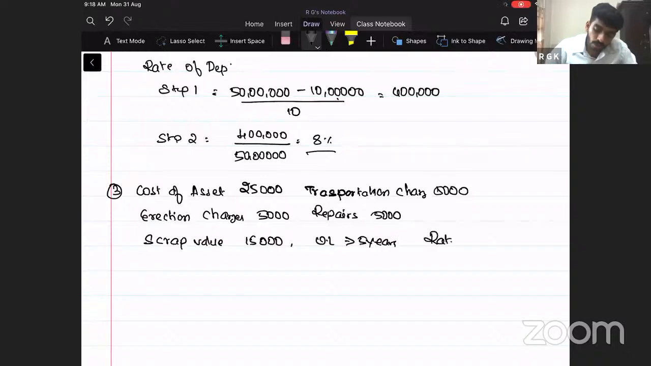Rate of depreciation you have to tell. Cost of asset, transportation charges, erection charges, repairs, scrap value, useful life; the rate of depreciation is to be found. Please tell me, what is the rate of depreciation?